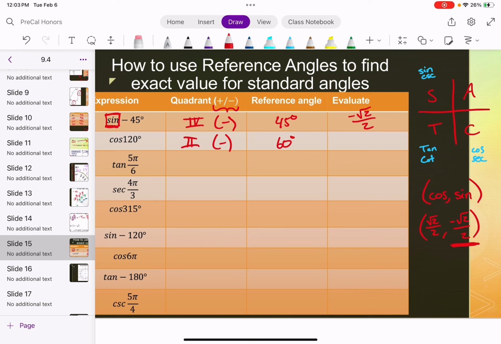And we're going to take a look at our 120 degrees. Based off of 120 degrees, that point would be negative 1/2, square root of 3 over 2. Now remember, we're looking at cosine and 120. Since we're looking at cosine, cosine would be our x, and in that case, our answer here would be a negative 1/2.